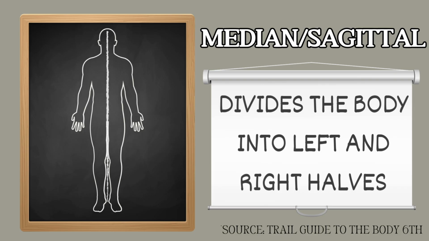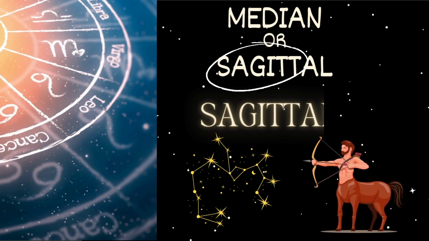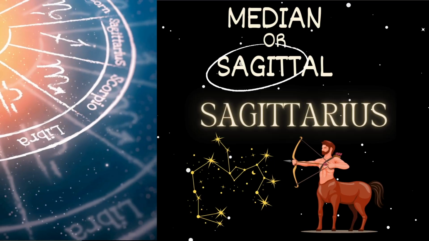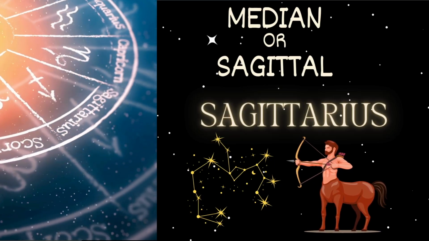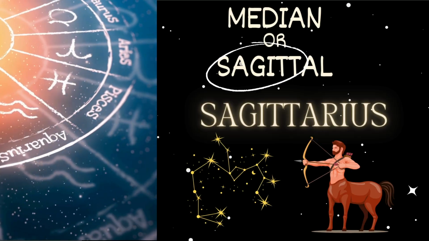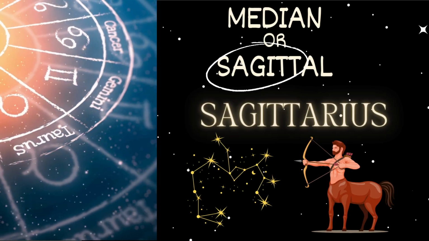Another way to remember sagittal, if you look at the first part of the word, it's the same as Sagittarius. So a Sagittarius is one of the centaurs in Greek mythology, and that half man, half horse really just moves forwards and backwards. So that would be sagittal movement.